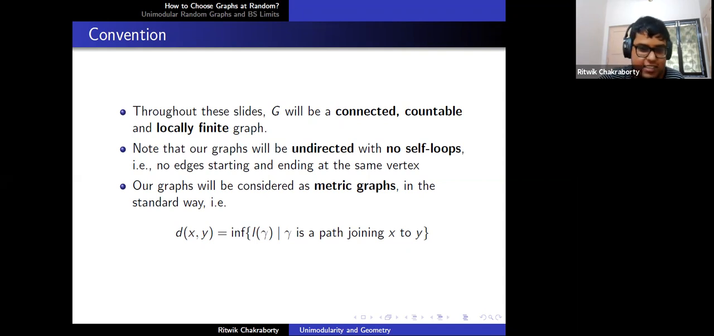And our graphs will be nice. That is, they'll be undirected and there'll be no self loops. That is, there are going to be no edges starting and ending at the same vertex. Now, having done that, we can lay down a metric on our graphs in the standard way. That is, given any two vertices x and y, we declare the distance between them to be the length of the shortest edge path joining x and y. So in particular, just count the smallest number of edges that you need to join x to y.